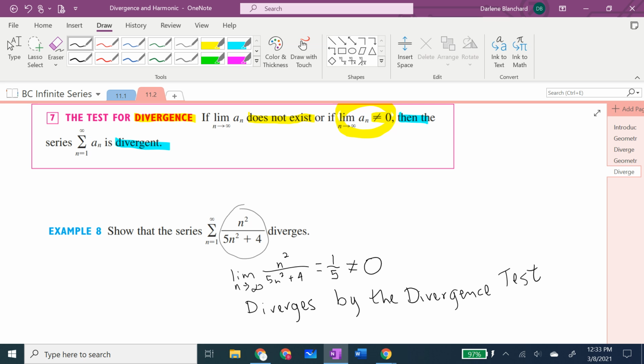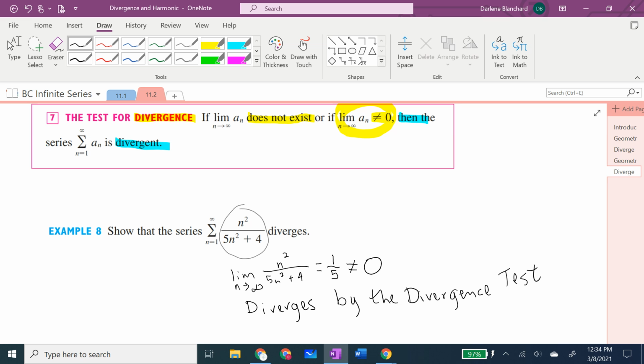These tests are theorems. You don't have to prove the theorem when you're taking a test in this class. The theorems are giving you the answer. All you have to do is show that you met the conditions of that theorem. And then you can state the name of it and say, this theorem tells me diverge. Done.